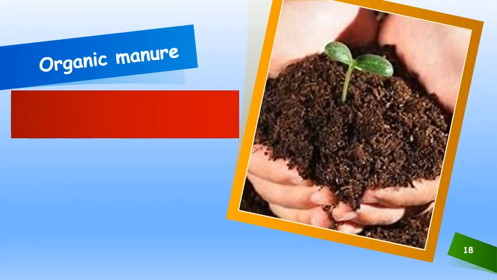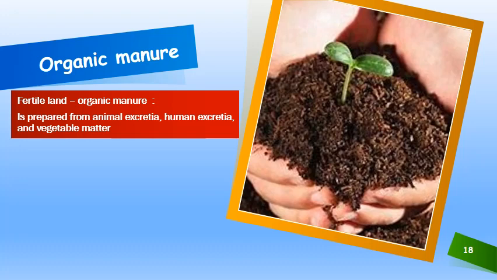So now we will go for a new topic, that is organic manure. This organic manure is very useful for the fertility of the land. So there is a relation between fertile lands and organic manure. See how the organic manure is prepared. Do you know? It is prepared from the waste or excreta of animals, human excreta and vegetable matter.